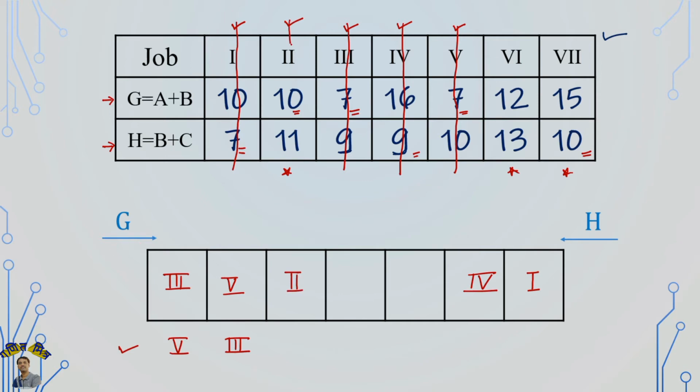So let me cancel that job 2, and this 10 is for job 7 and it is for H. So I'm going to write H means from the right. So there is a third place from the right, number 7. Now there is only one job left, which is number 6, and there is one place. So just fill that place, number 6.